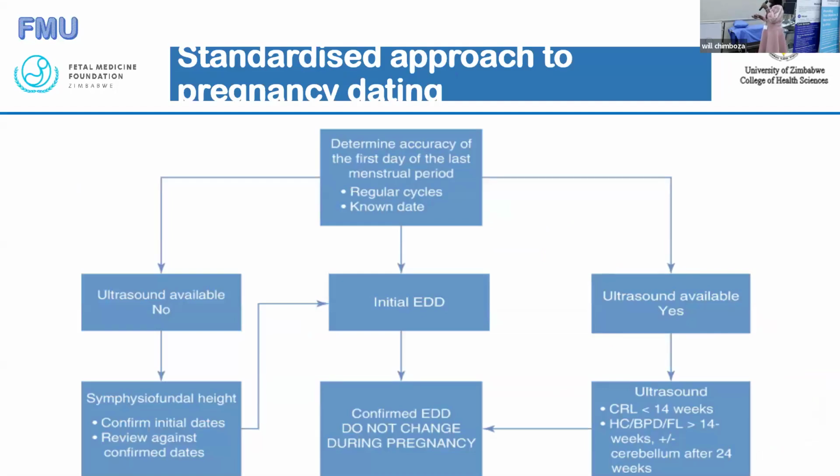So I've been explaining a standardized approach to dating where we consider the last normal menstrual period, we perform the first scan, assign dates, and then if the dates are in keeping with the last normal menstrual period, we don't redate. If they are not in keeping, we consider the discrepancy and then we redate.